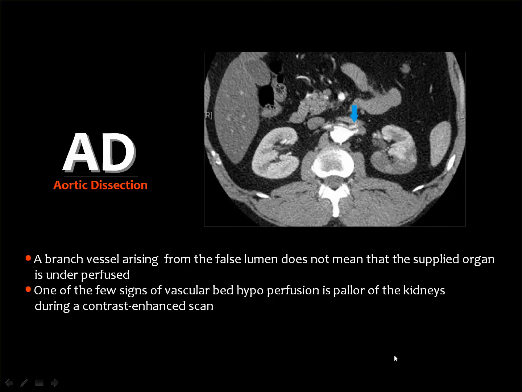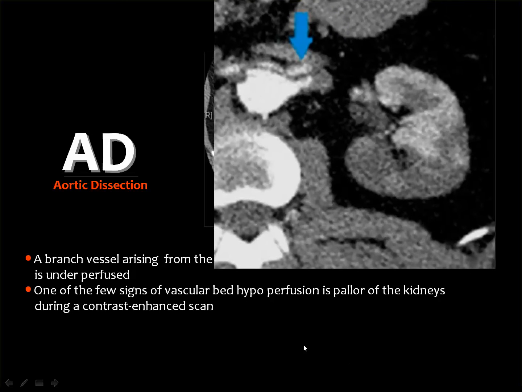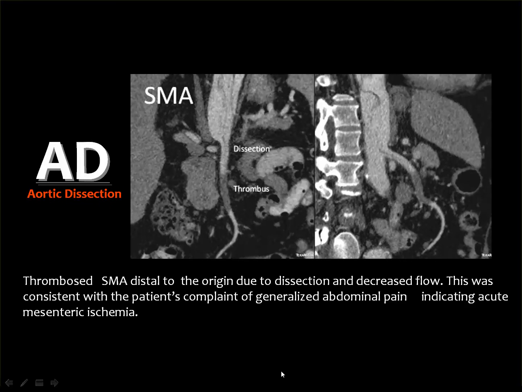Then sometimes you get extension of the dissecting intimal flap into a branch of the aorta, as you can see here in the left renal artery. This will disturb the blood supply to the kidney and cause what is known as pallor of the kidney, meaning that the kidney is not well perfused. But this does not mean that the blood supply is totally occluded for the organ.